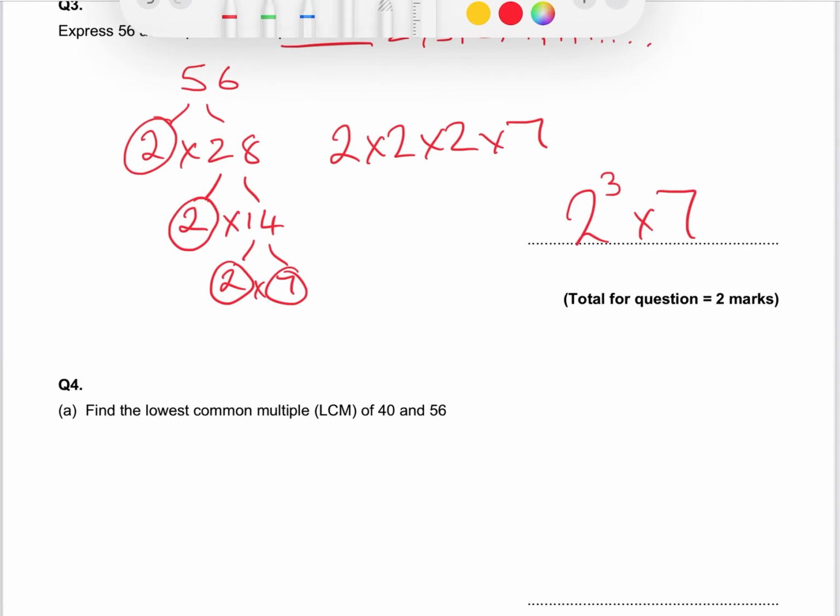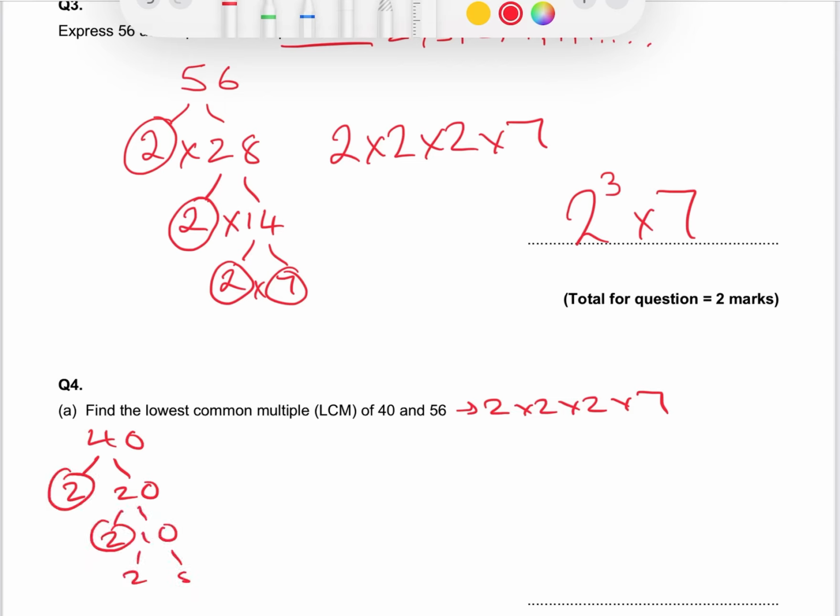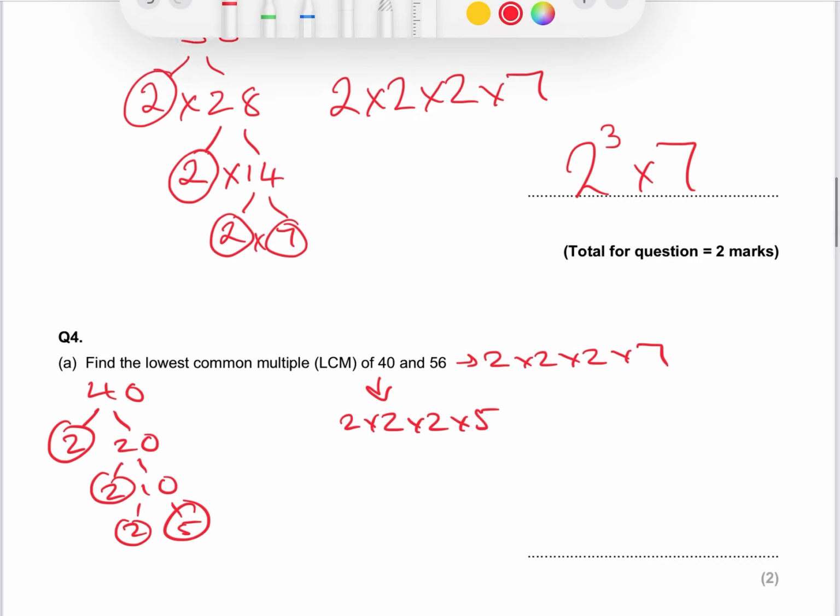So I know, if I write it here, it's 2 times 2 times 2 times 7. So now I'm just going to do 40. So 2 and 20, 2 and 10, 2 and 5. So here, I'm going to write 2 times 2 times 2 times 5.